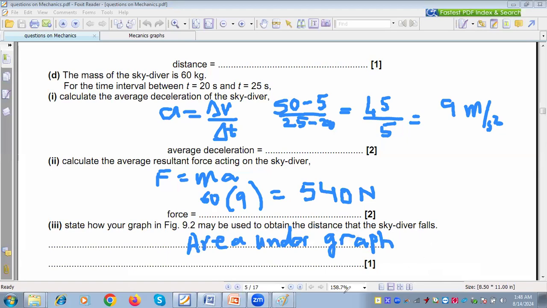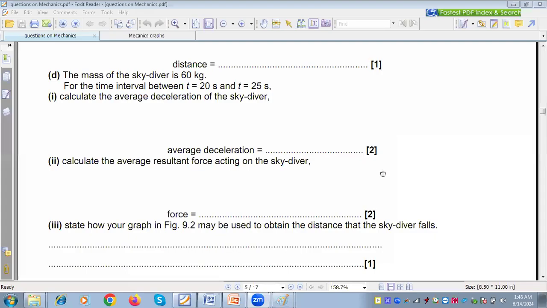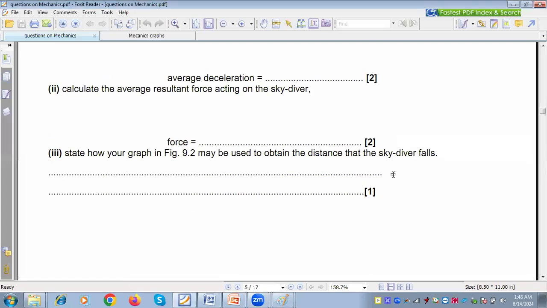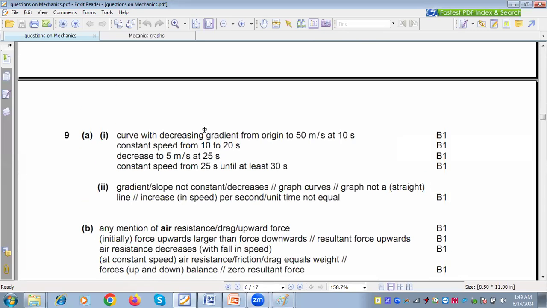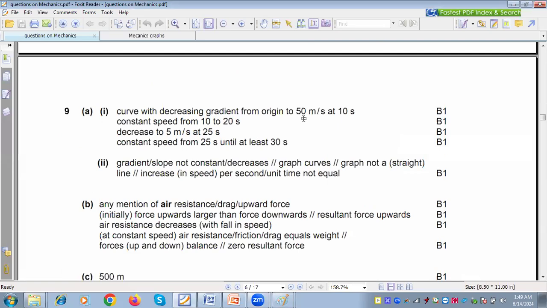I will just show you the marking scheme of this part. We have already plotted the curve and I have shown this. The gradient is not constant. That is the answer of the part in which it was asked why the gradient, acceleration, is non-uniform: the graph curves, it is not a straight line. So this is only 1 mark. But the first part, plotting the graph, is 4 marks.